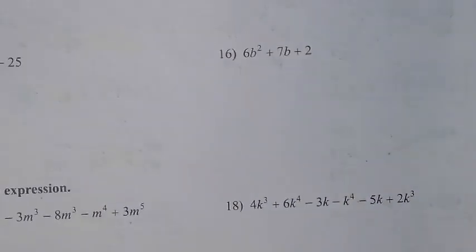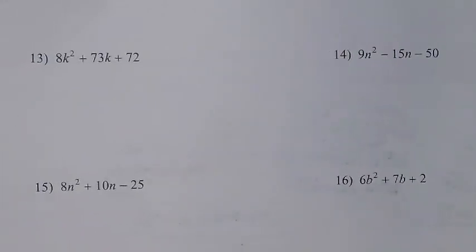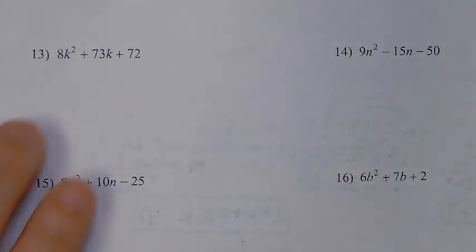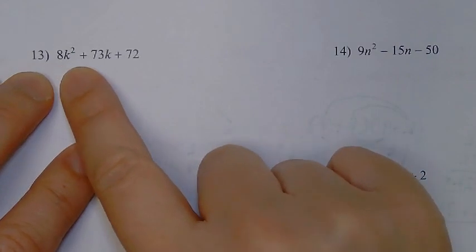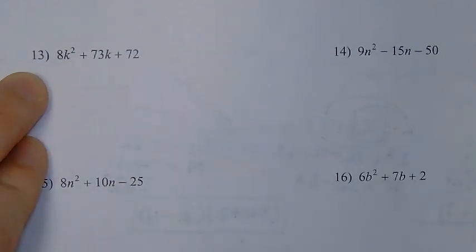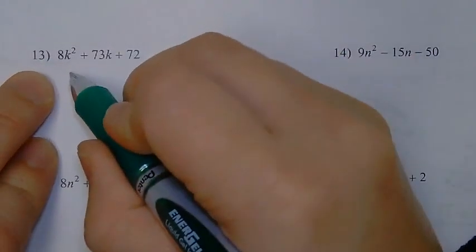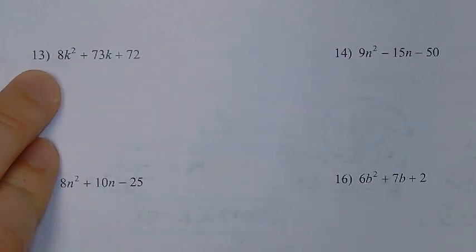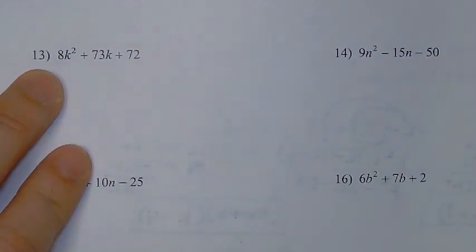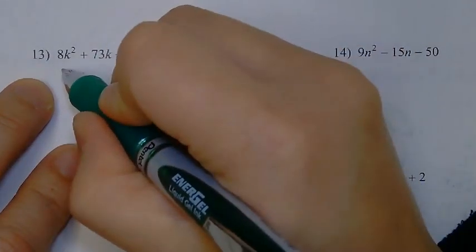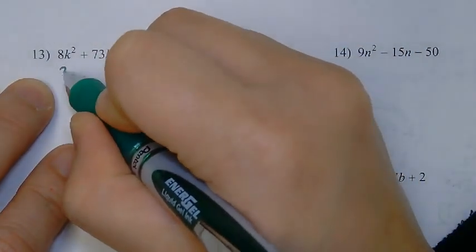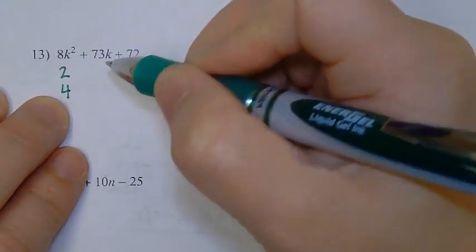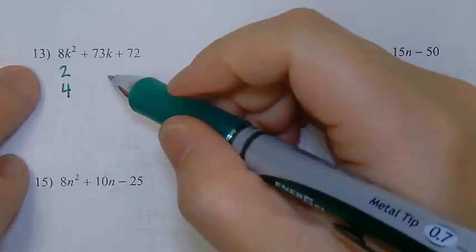All right, so now we're going to go on the back side. We have 13 right here. Let's take a look. Two numbers that multiply to 8. There's a lot of numbers. I like to stick with some smaller numbers, so 2 and 4. If 2 and 4 doesn't work, I'm going to try 1 and 8. There's going to be a lot of different combinations here.